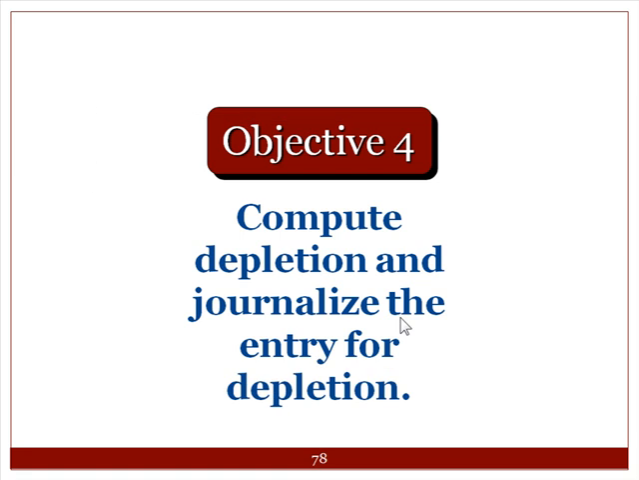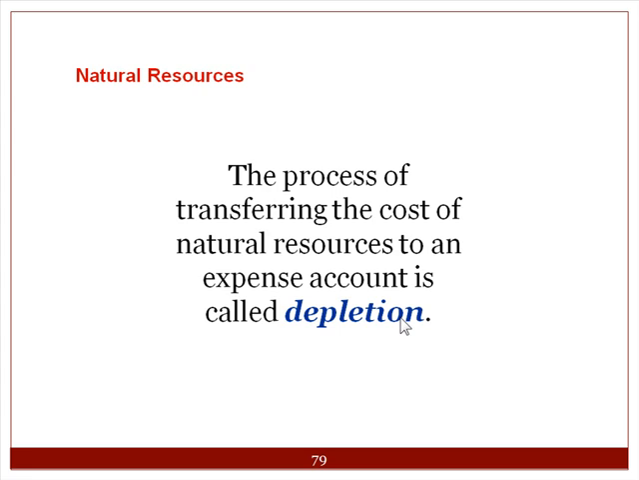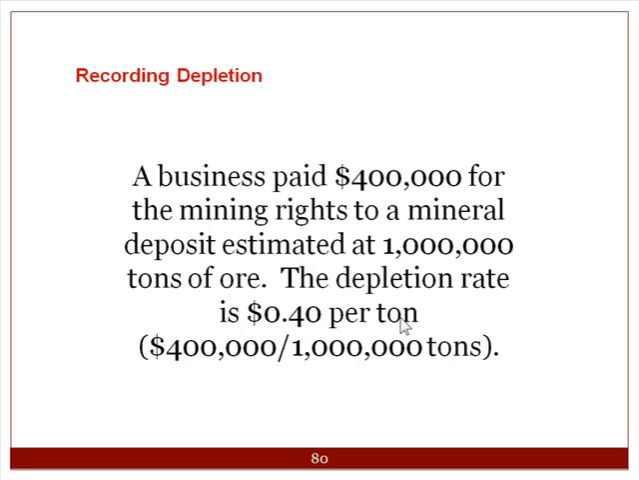We're going to talk about depletion and what depletion is. The process of transferring the cost of natural resources to an expense account is called depletion. So you don't depreciate natural resources, you deplete them. So if you think about an oil field, as the oil goes away, you deplete it. Or you think about a forest, as the trees are cut down and sold, you deplete them.